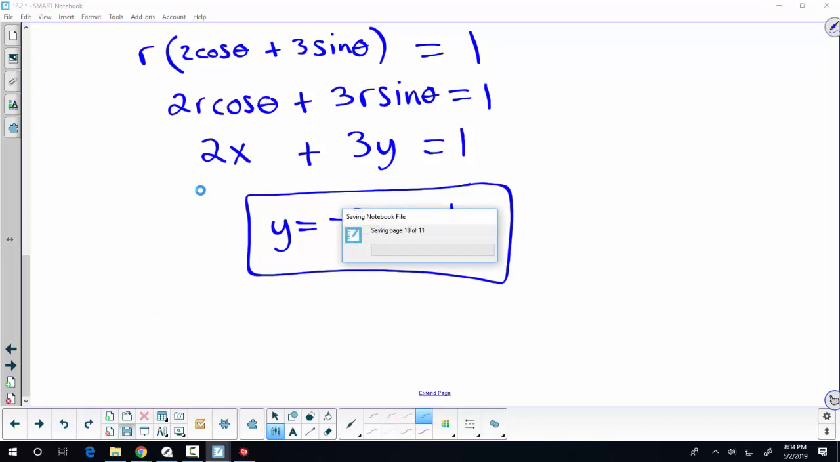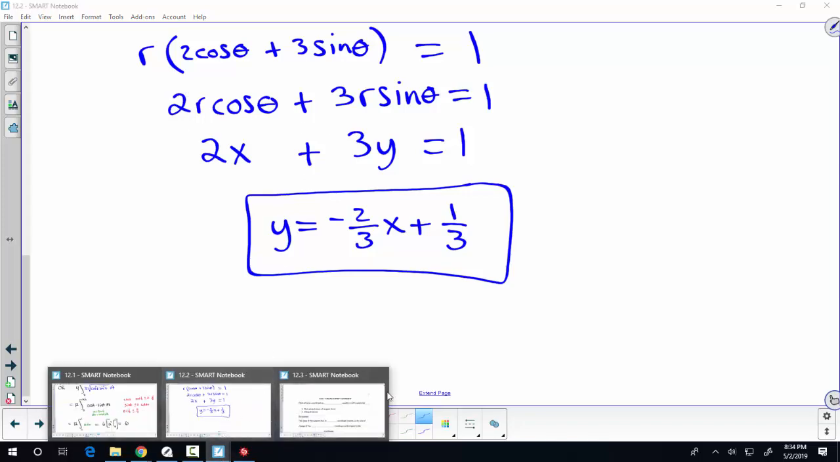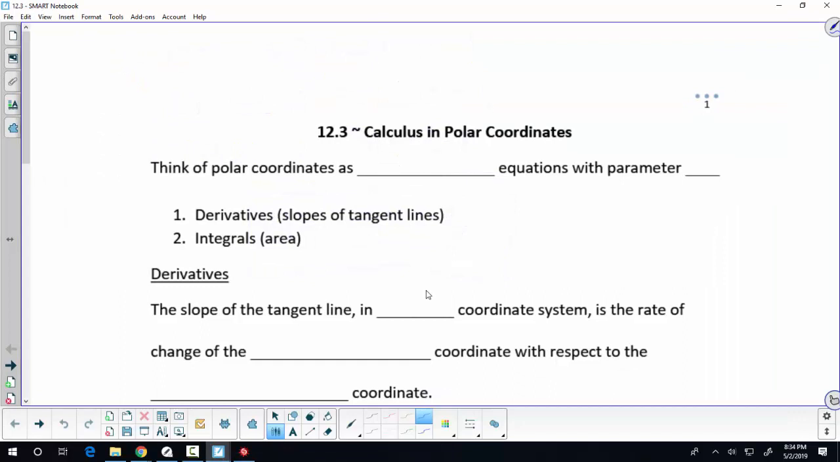Does anyone have any questions on 12.2? So 12.2 is more to get your bearings for 12.3, because in 12.3 is where we start looking at derivatives, areas, and arc lengths and stuff like that. So really the key to doing calculus with polar coordinates is to think of polar coordinates as a parametric equation. That was 12.1, with the parameter being theta.